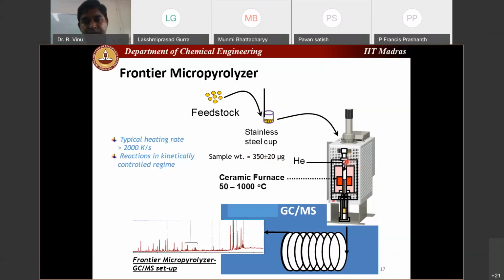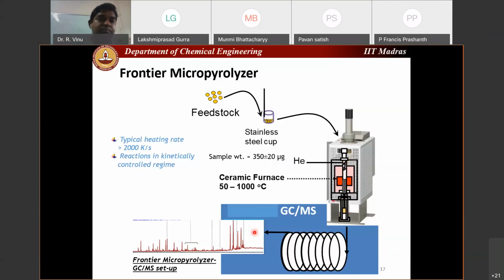The cup gets dropped from the top to the bottommost part of the furnace. There is going to be an inert gas that is going to continuously flow through this setup. And that's going to take the pyrolysis vapors through the capillary column of your GC mass spec, and it's going to give you a total ion chromatogram. Okay. And so this is the final data that we are interested in analyzing.